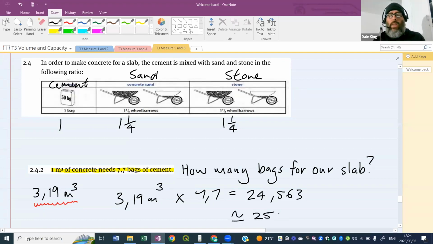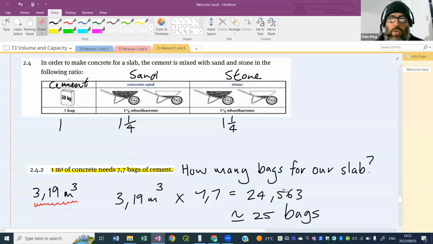Why are they making it a whole number? Because we're assuming that when you buy these bags, you can't buy 0.563 of a bag. So yes, I totally understand if you say make it 25 bags. I would also buy 25 bags for this job, because you can't buy 0.563 of a bag. You have to buy another bag. So it's 25 bags, and that is correct.